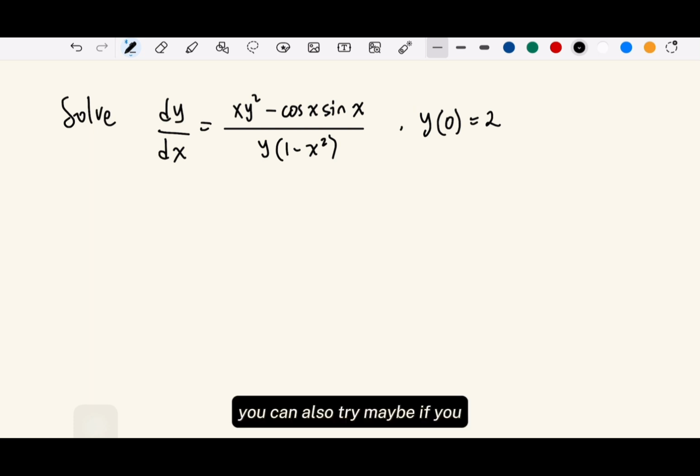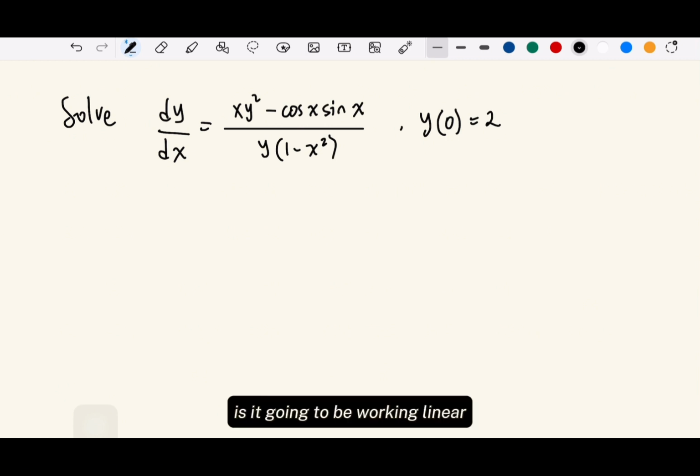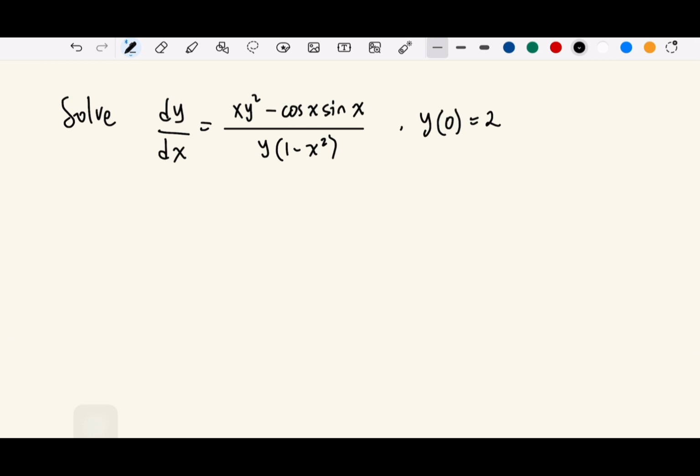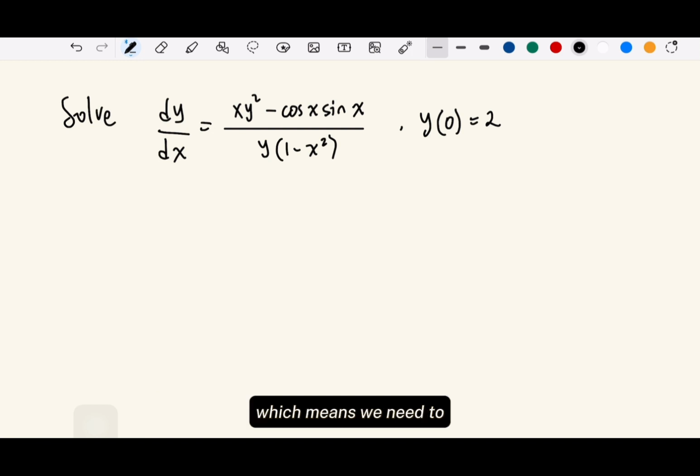You can also try, maybe is it going to work in linear? I think you need to deconstruct this part, right? It seems a lot of work to do, but I think we can just keep on the exact equations, which means we need to make a structure into m dx and n dy. Okay.